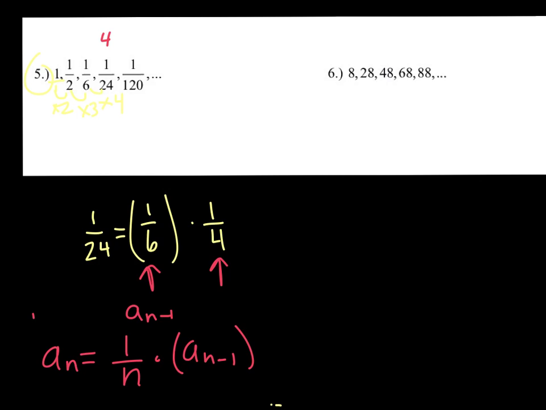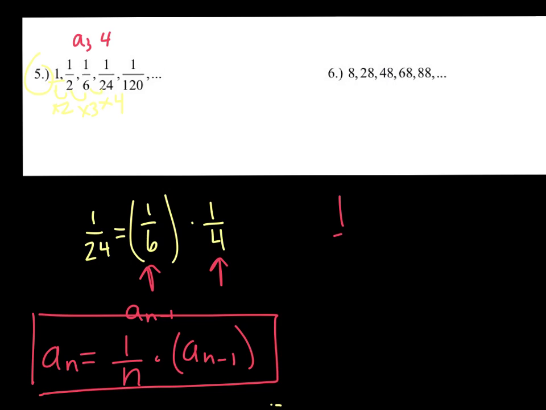And you guys, if you're not sure, you can always check it. So if we're trying to find a sub 3, which is 1/6, does 1/6 equal 1 over the term value, which is 3, times the term right before that, which is a half? Yes. So if you're not sure if you wrote the right rule, check it. You can always check it and make sure.